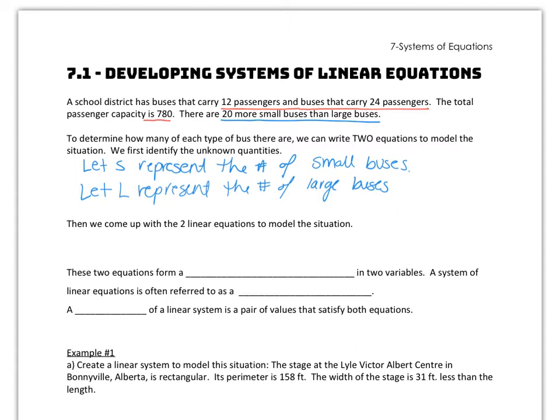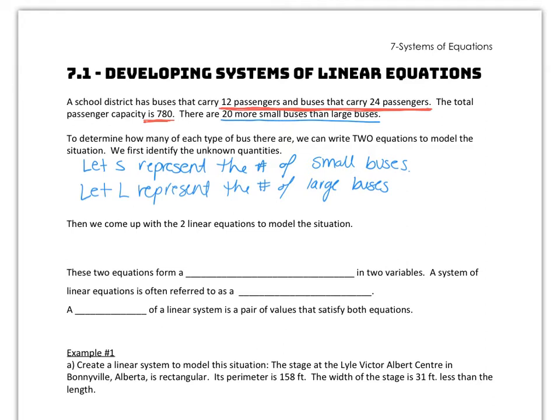Then we need to come up with the two linear equations that model this situation. I've underlined my information in two different colors because we're going to write two different linear equations. Red: the school district has buses that carry 12 passengers and buses that carry 24. So there are two different sizes of buses, and in total, the school division has enough to carry 780 people. So this is describing the number of people.